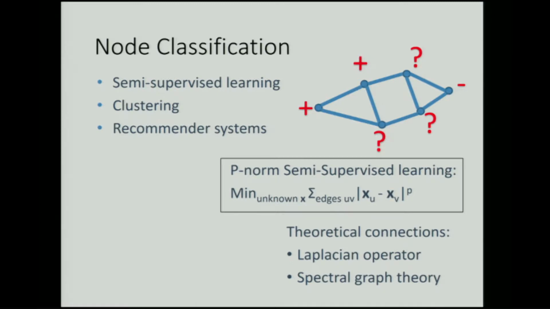Subject to the known variables of the difference of the labels of the vertex and its neighbor taken to some power p. This is known as p-norm semi-supervised learning. And it's directly related to spectral graph theory, the Laplacian operator, Markov random fields. It's related to a lot of things. And this will be our starting point.